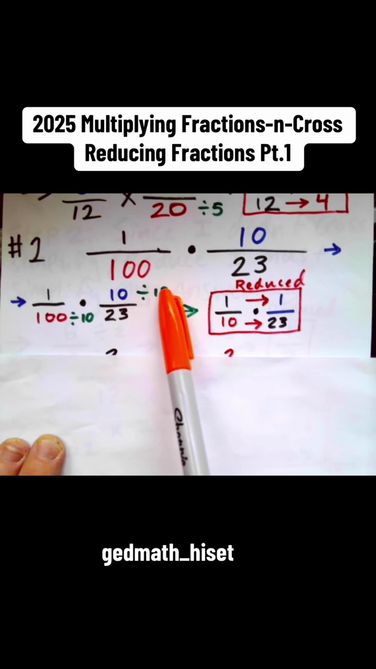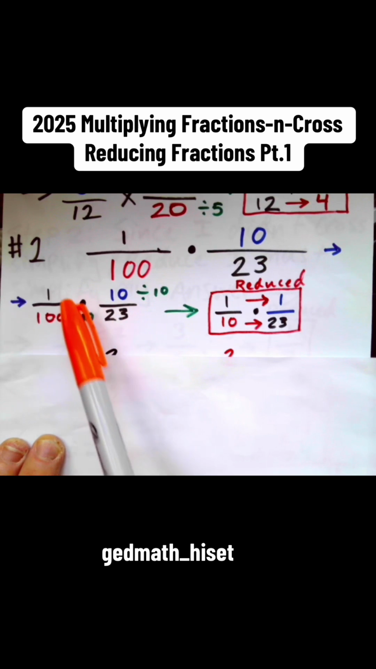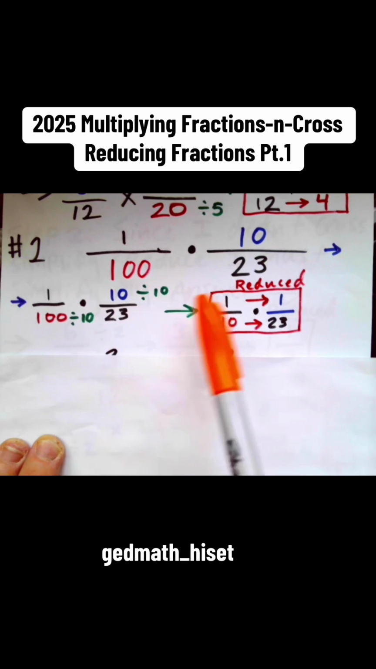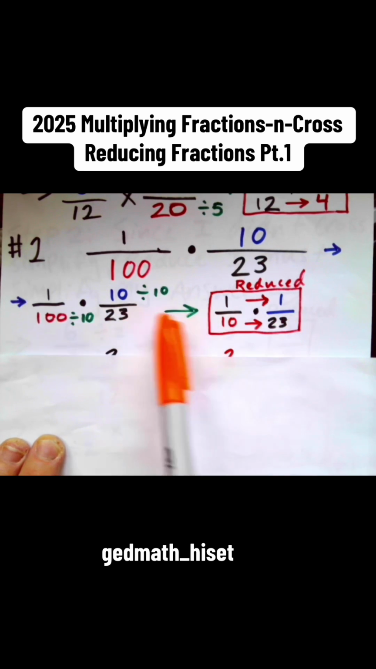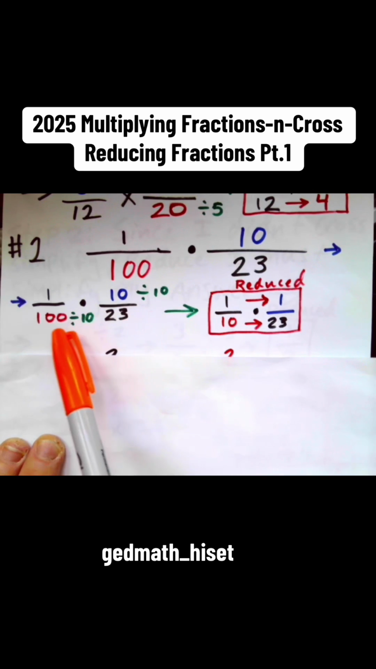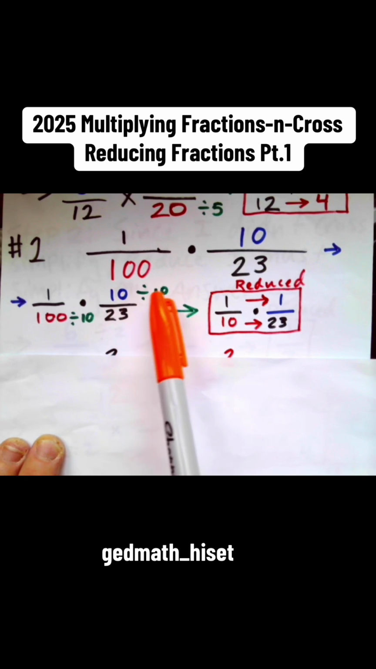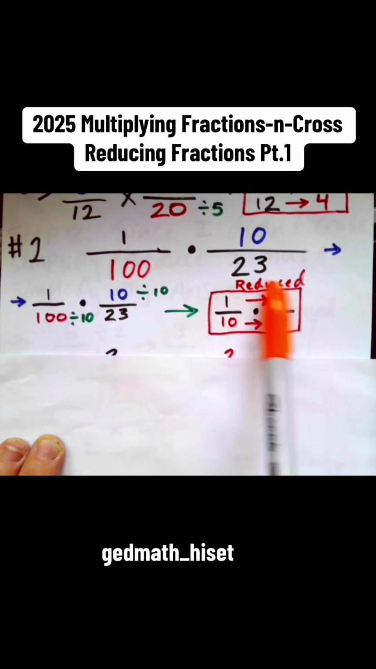So we have the same number dividing into both of these terms. Again, 1 and 23 cannot be reduced. I'm just going to rewrite them over on the right along with the multiplication symbol. 100 divided by 10 is 10. 10 divided by 10 is 1. Now I've set it up.